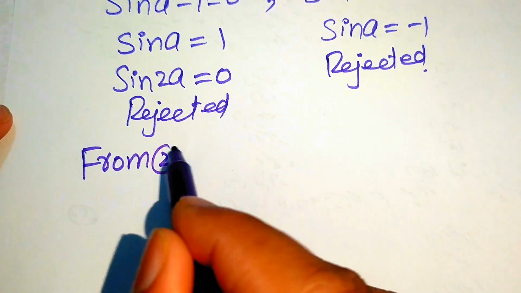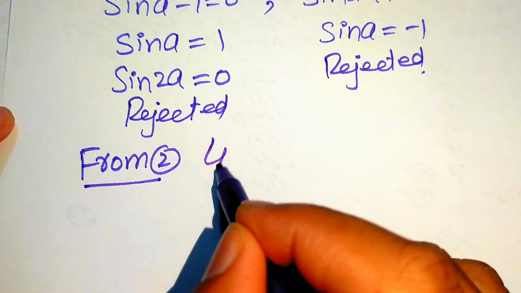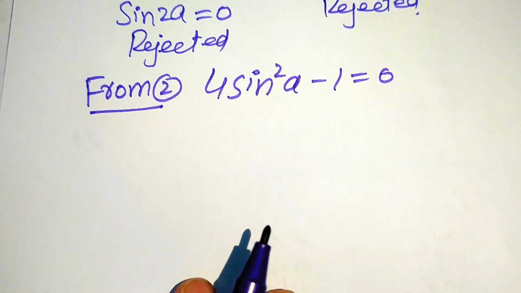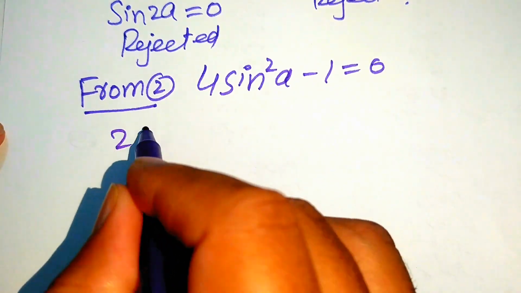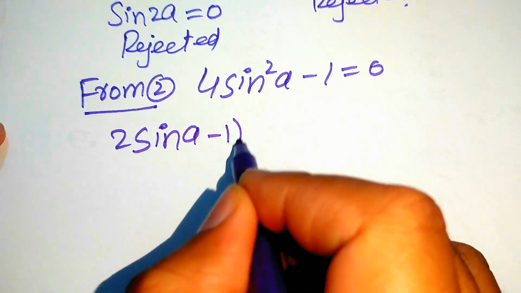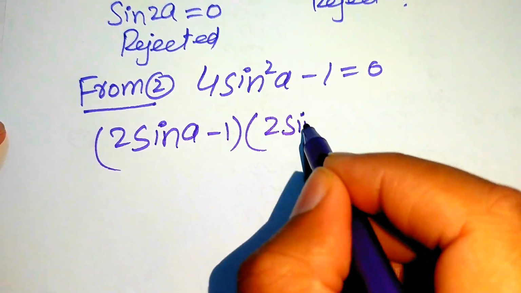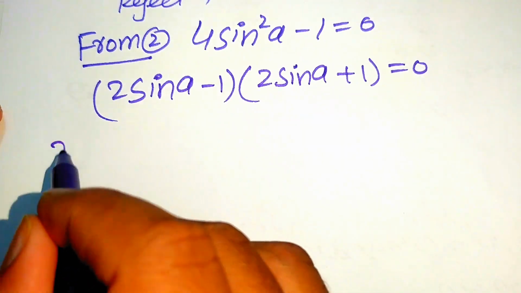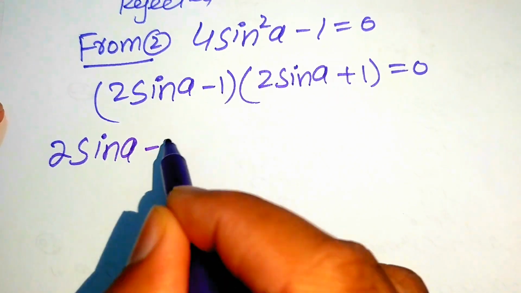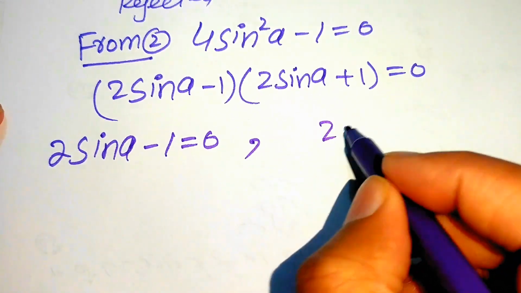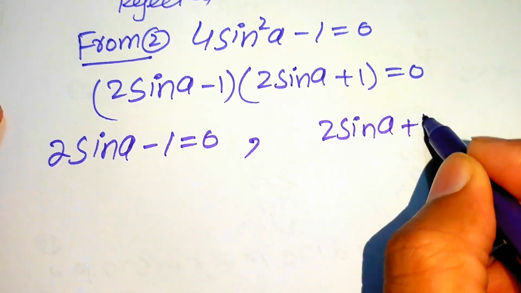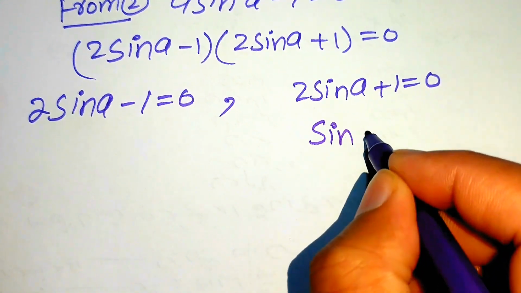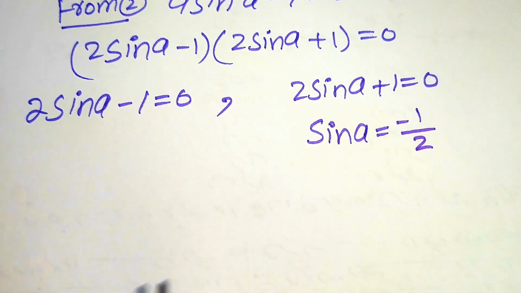So first we copy down our equation number 2, which is 4 sin^2 a minus 1 equals 0. And here we again use the algebraic identity, and we write it as (2 sin a minus 1) into (2 sin a plus 1) equals 0. And here we divide further into two cases. The first is 2 sin a minus 1 equals 0, and the second case is 2 sin a plus 1 equals 0. Now first we solve the second case, and in this case we easily get the value of sin a is minus 1 over 2.